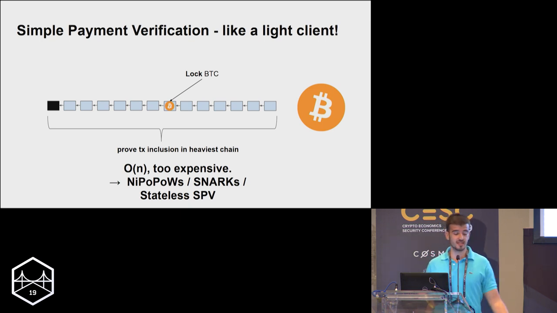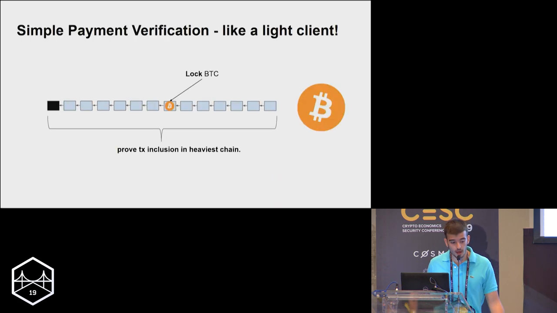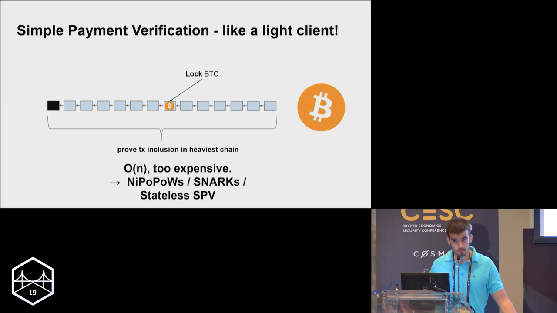The other approach is SNARKs, which we discussed to a big extent two days ago at the Zero Knowledge Summit, where basically you use a zero knowledge proof to attest that the chain I'm giving to you actually is the heaviest chain. And this is very convenient because in the previous slide I showed that Litecoin script verifier contract that can verify Litecoin script, but it's 20 million gas. One approach was to solve it by using TrueBit, which remains to be seen, and the other approach is to use a SNARK, which people have been working on, and I believe that it's the future of that.